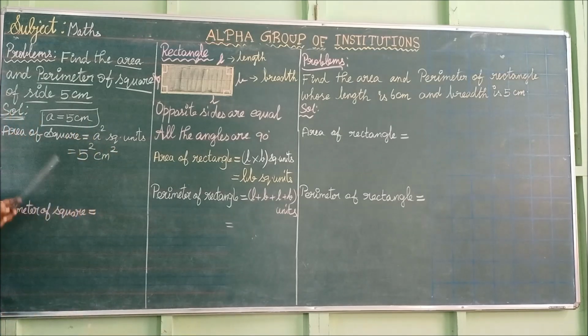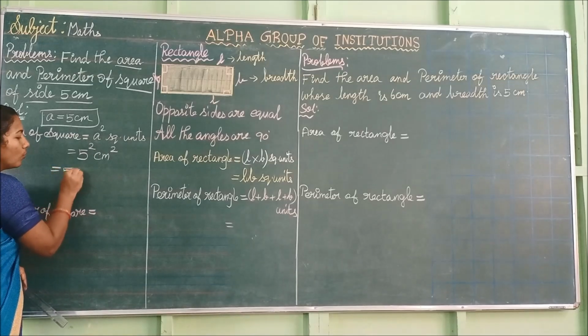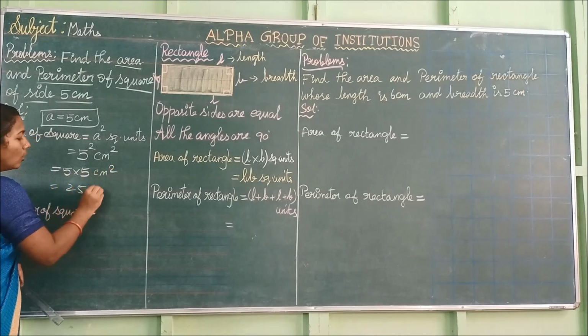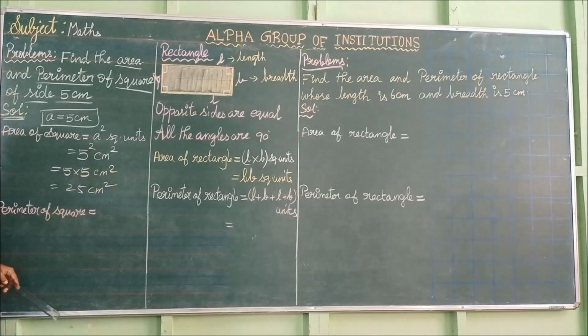Do you understand, children? So how do you find the value of 5 square? 5 into 5 centimeter square. So 5 into 5 is 25 centimeter square. So area of square is 25 centimeter square. That's what we have found out.